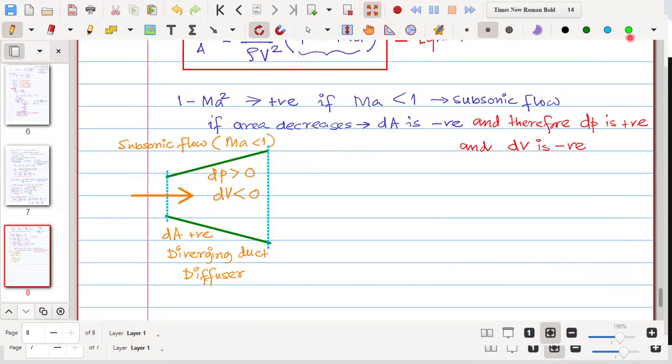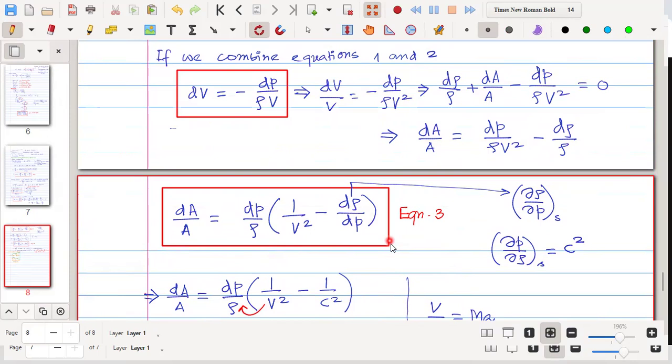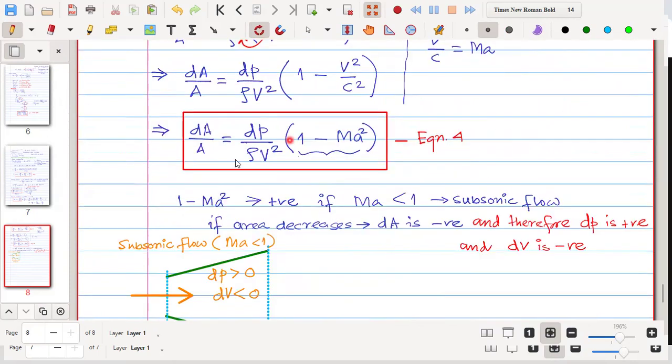Look, if you see the relations, this is dependent on area, so this depends on area and Mach number. That means area variation is there, and also this relation depends on Mach number. That means there will be different criteria. It can be subsonic flow if Mach number is less than 1. If Mach number is greater than 1, then it will be supersonic flow, like that.